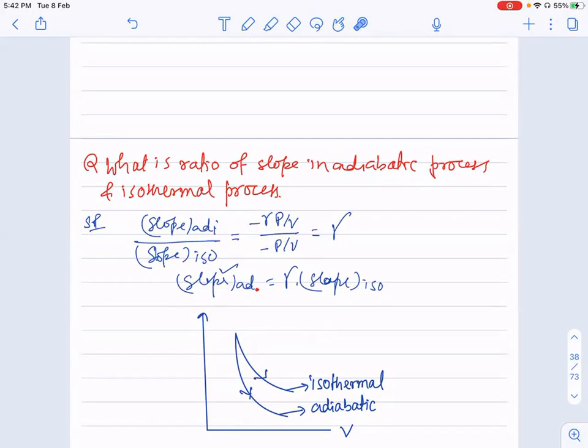Even if we compress, it is the same. This is again useful for competitive examinations. The slope of adiabatic is greater than the slope of isothermal, either in compression or expansion. P will be here.